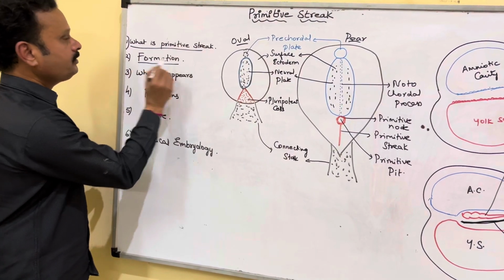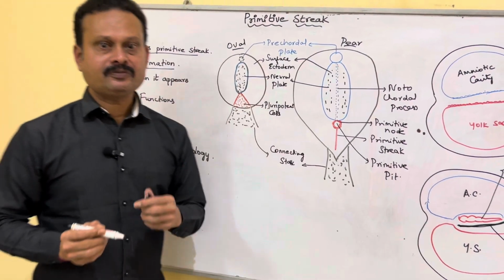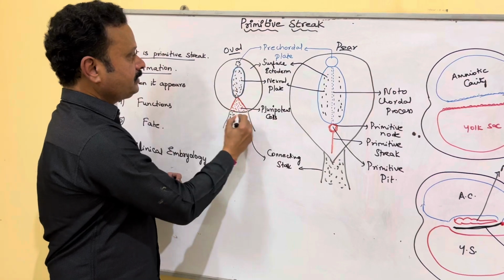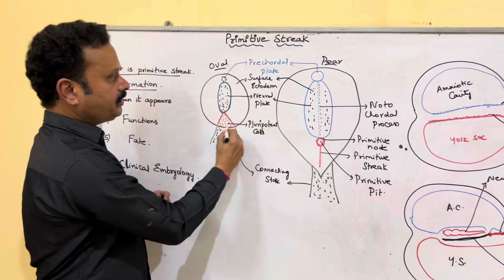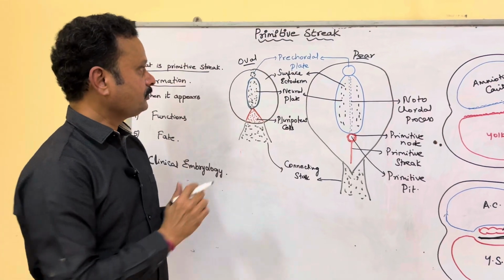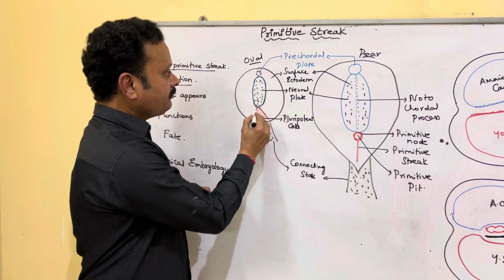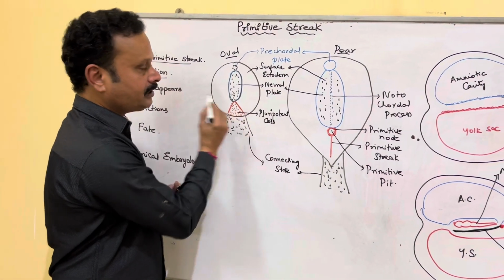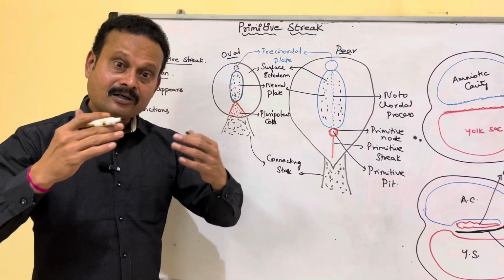Next, formation. How is it formed? Actually, this one is the germ disc, which is oval in shape till the second week after fertilization. In the later part of the second week, you can see at the caudal end of the germ disc there are pluripotent cells of the epiblast.